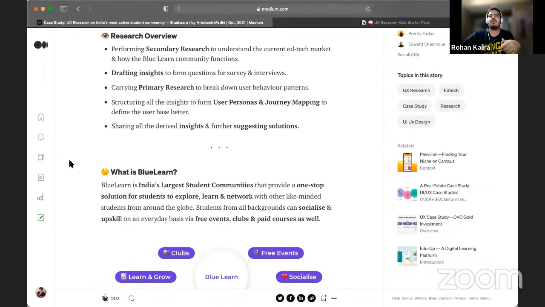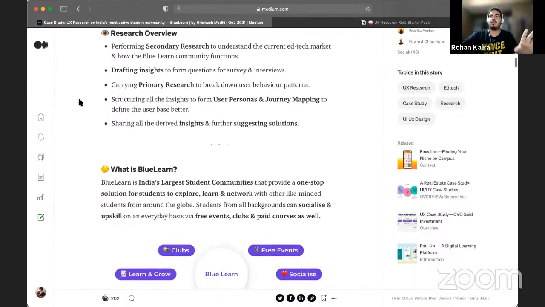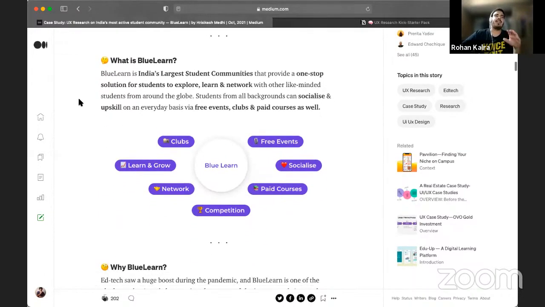Then on that basis, we carried out primary research and broke down some user behavior patterns. After conducting our primary research, which basically consisted of user interviews, we structured all the insights and created a user persona and journey mapping to define that better. What is user persona and journey mapping? As we progress ahead with the case study, you'll get to know it better, right? So don't panic if you don't know right now.